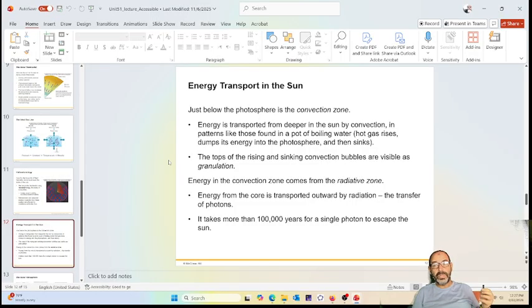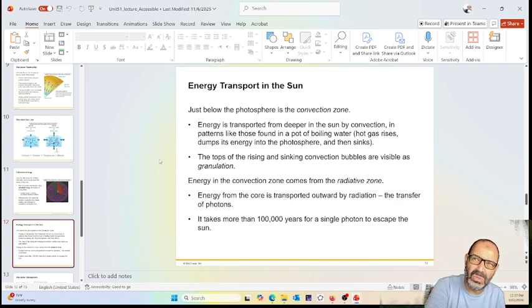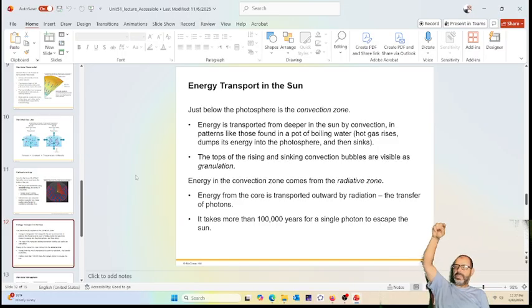Not much, but just enough. Then it keeps on colliding. How long does this process take? Hundreds of thousands of years. So the photon that just hit my eye right now from the sun was not produced today or yesterday or a month ago or 10 years ago. More than 100,000 years have passed since it was produced.